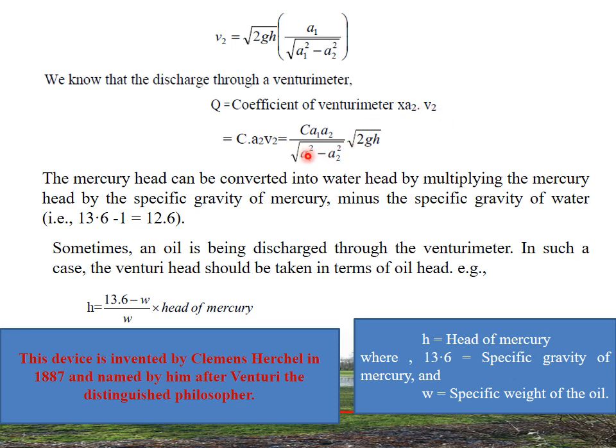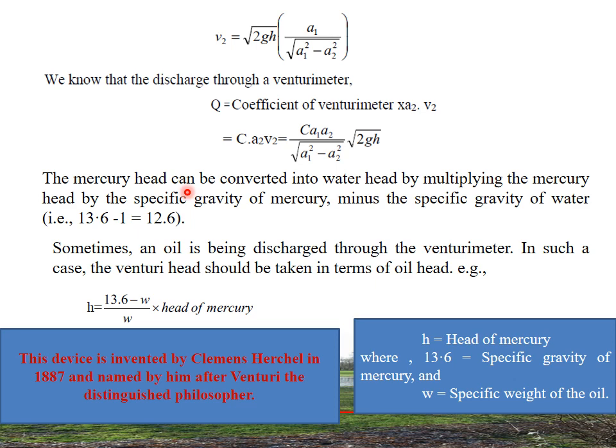So the coefficient of venturi meter is C, into A1 A2 by square root of A1 square minus A2 square, root 2gH. So this is the actual discharge. So in this way we find the actual discharge.